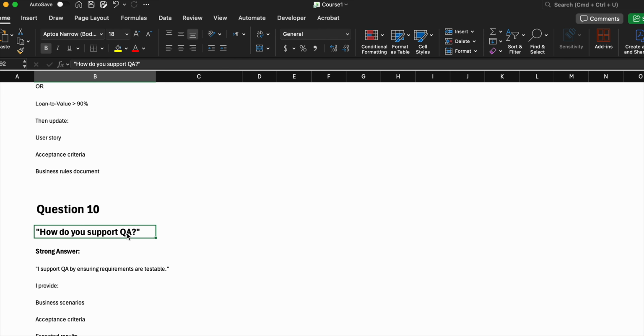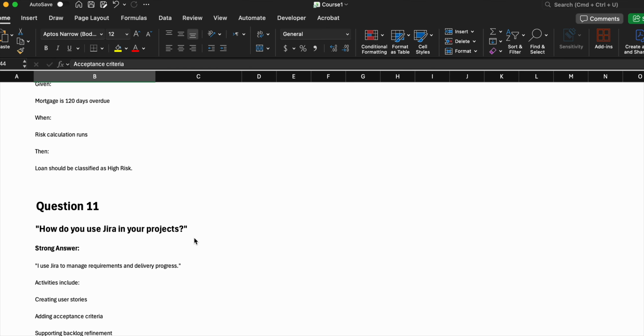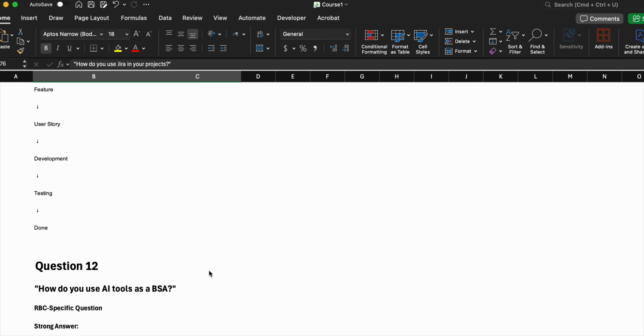How do you support QA? You can verify, especially since they are focusing on the acceptance criteria. You can clarify the acceptance criteria. You can provide the test cases, or read their test cases and see what the input is, what action they have to do, what data they need to give, and what the expected result is, right? So you can help them to understand those. How do you use Jira in your project? You use Jira for writing user stories.